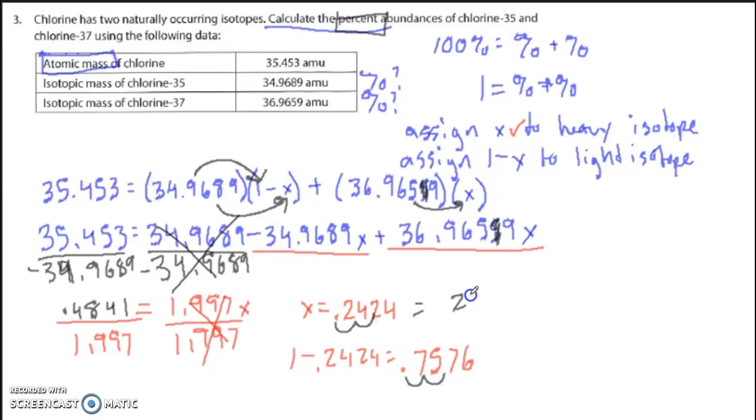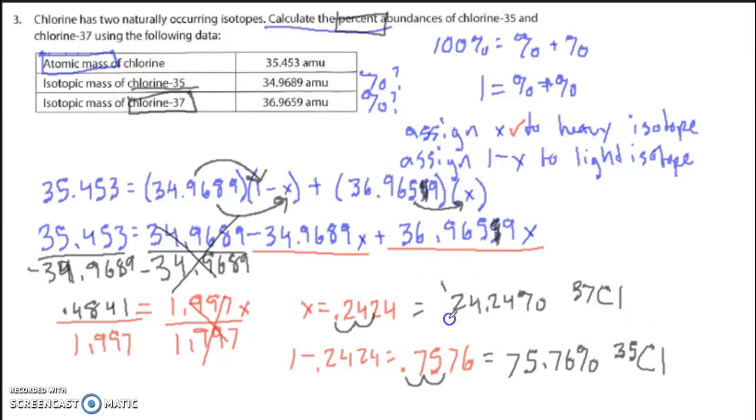So this is 24.24%. And this is 75.76%. And who does this 24.24% belong to? It belongs to the heavy isotope. My heavy isotope is this. So this is 37 Cl. The 75.76 was from my 1 minus x, which is the light isotope, which is this. The chlorine 35. So this would be my answer here.